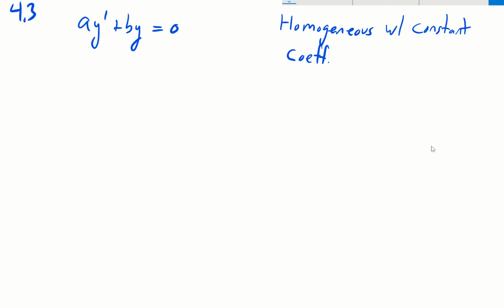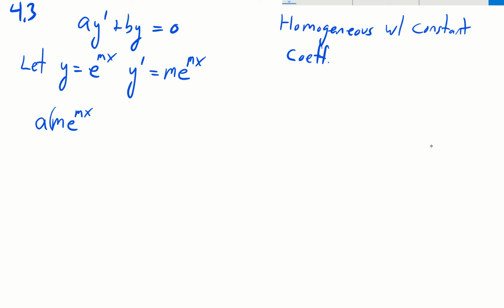Let's suppose that we assume we have a solution of the type y equals e raised to some constant times x, y = e^(mx). Let's take this solution and plug it into the differential equation. Y prime from the chain rule would be m times e raised to the mx power. When we plug it in, we would get a times m e to the mx plus b times y, which would be e to the mx, equal to 0.